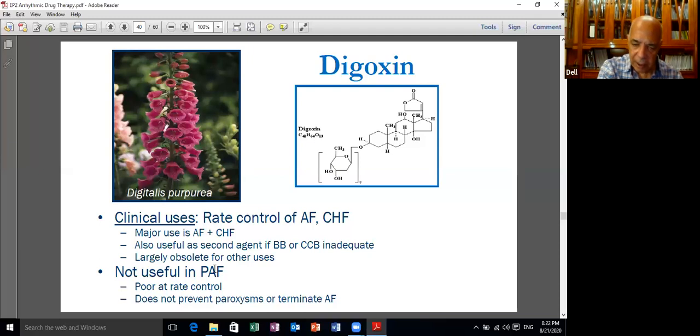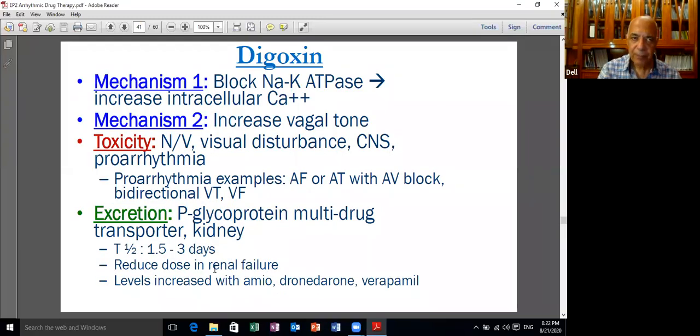So it's contraindicated in patients with paroxysmal atrial fibrillation. The mechanism is known to everybody, it blocks the sodium-potassium ATPase. This is the enzyme which has magnesium as a cofactor, and therefore it increases the amount of sodium inside the cells, which gets exchanged with calcium, so it increases the amount of calcium.